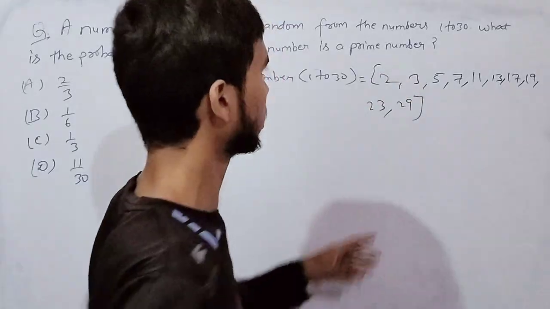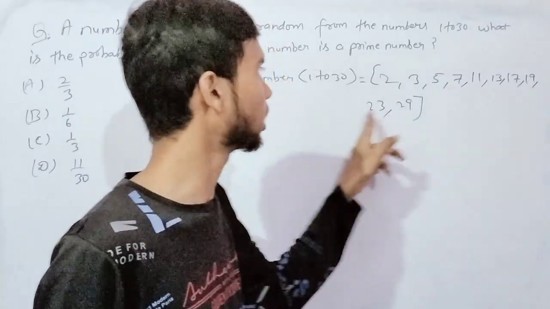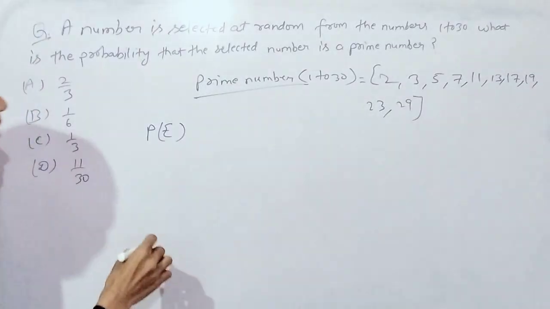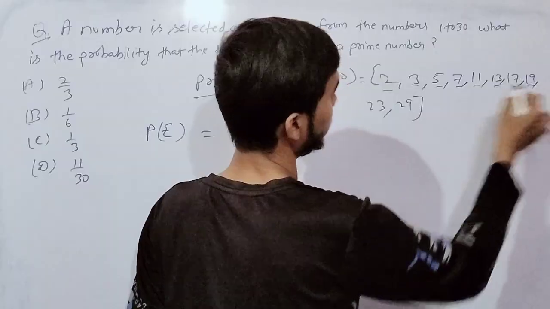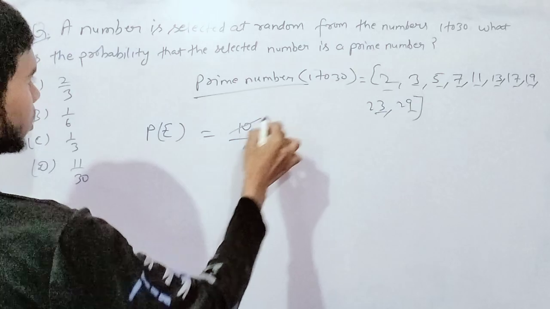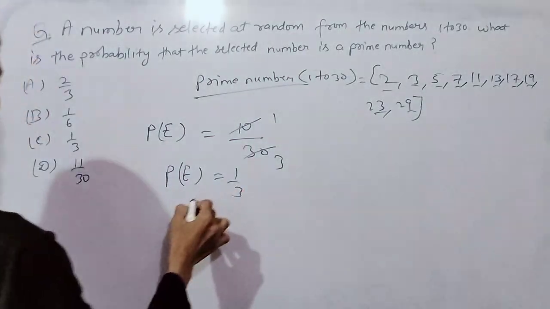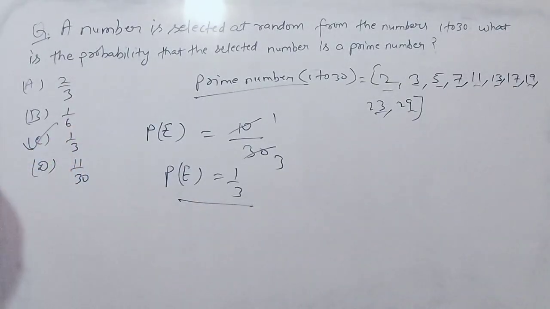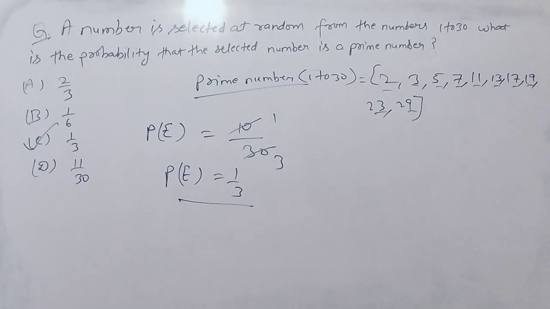So these are the prime numbers: 2, 3, 5, 7, 11, 13, 17, 19, 23, 29. That is 10 prime numbers. So the probability of these prime numbers will be 10 upon 30. Finally the probability came as 1 upon 3. Where is 1 upon 3? Yes, so this will be the answer. This is how prime numbers are found between two numbers.